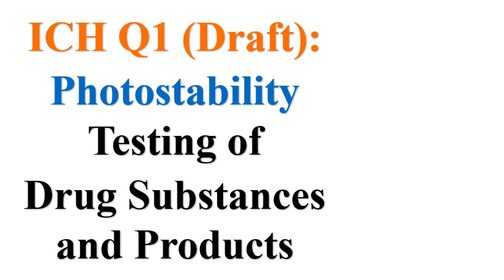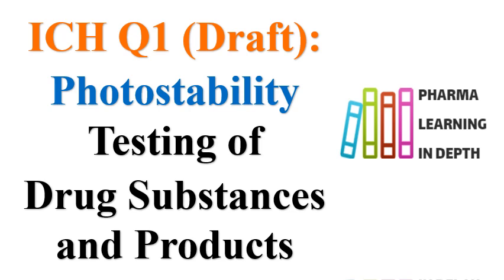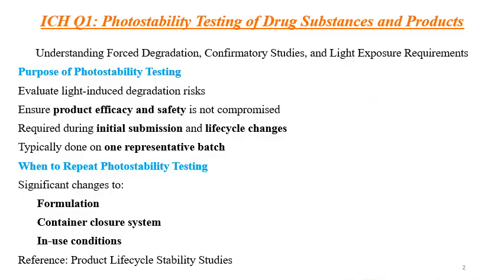ICH Q1 guideline provides the information and requirements for the stability studies for drug substances and drug products. The present video is regarding the photostability testing for drug substances and drug products as per the draft ICH Q1 guideline. I welcome all the viewers to this video, and after watching this video you will be able to understand the photostability testing requirements, how it is conducted, and what the regulatory requirements are for this.